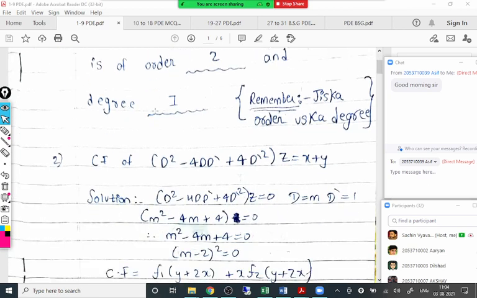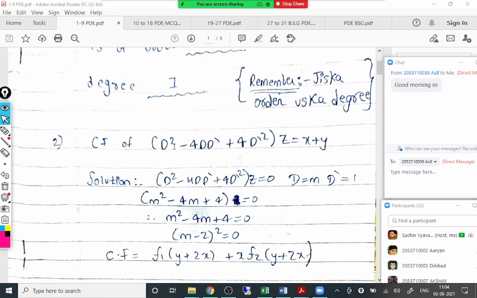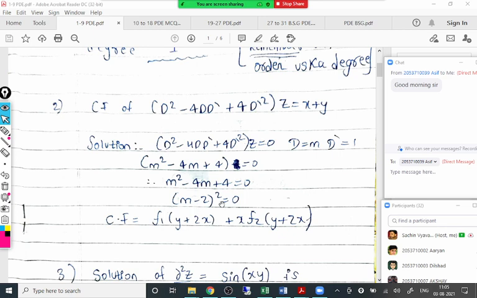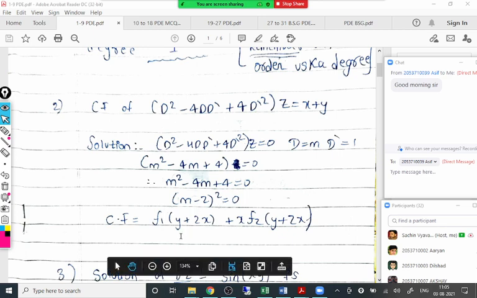Now the second question: we want the complementary function for this second order differential equation. We already know that to get the CF, we put D equal to m and D' equal to 1, and we get the roots of the auxiliary equation. Then f(y + mx) is the CF. Here it is a repeated root, 2 is a repeated root, so f1(y + 2x) + x f2(y + 2x) is the CF. That's the correct answer again.